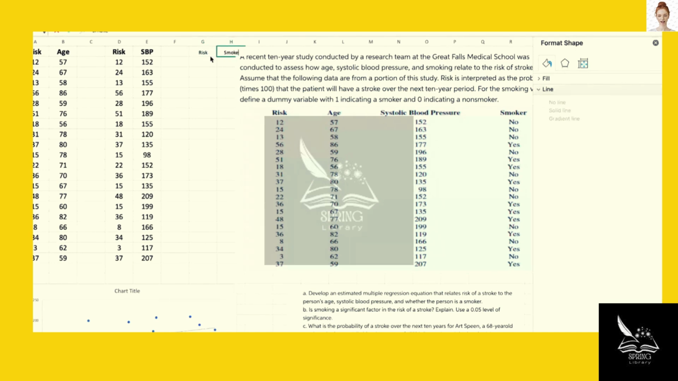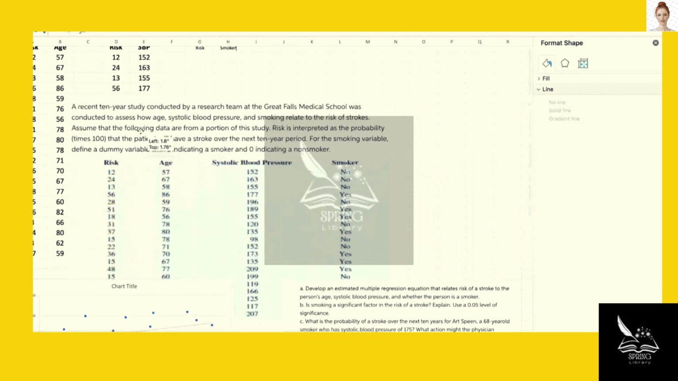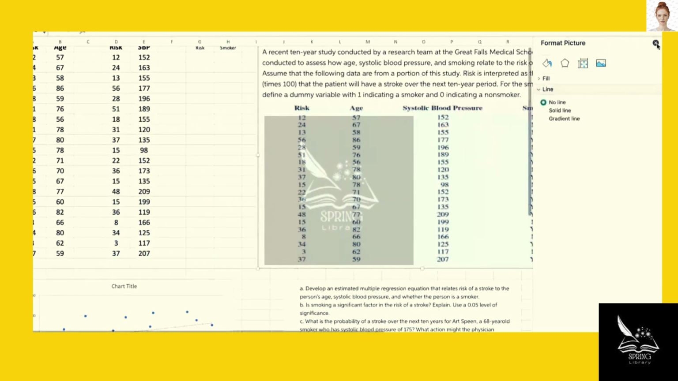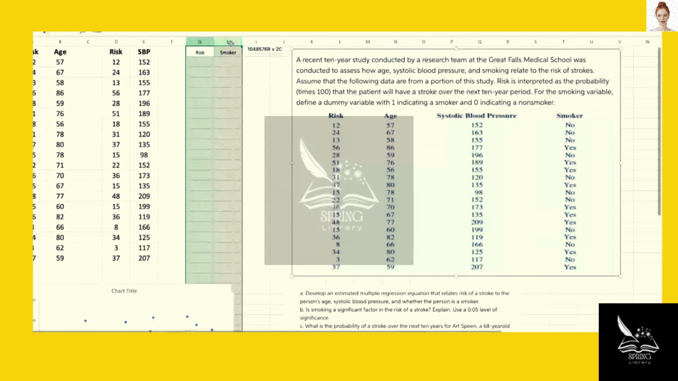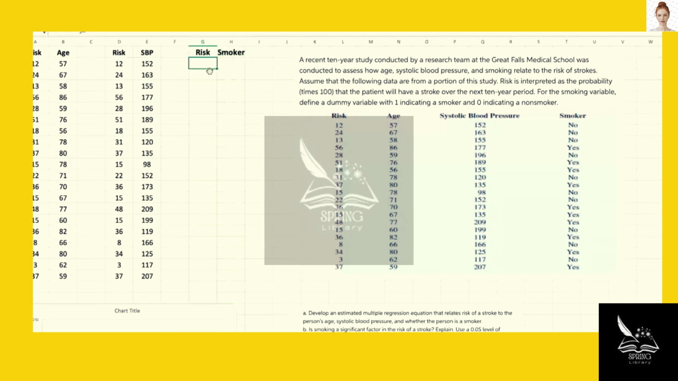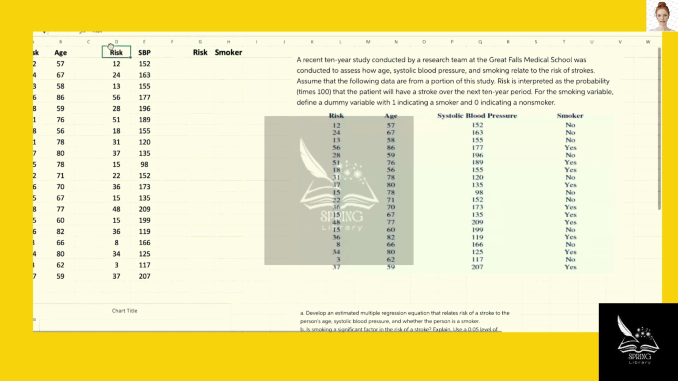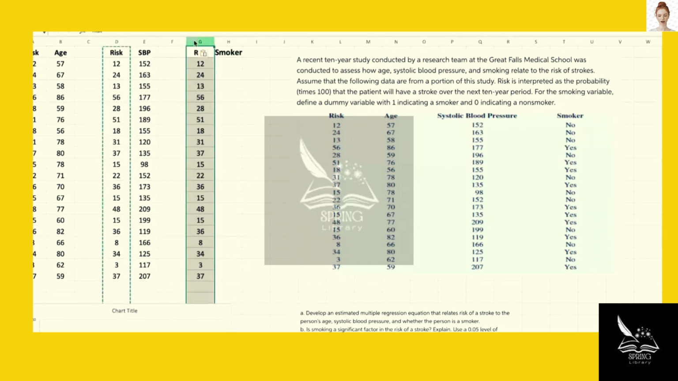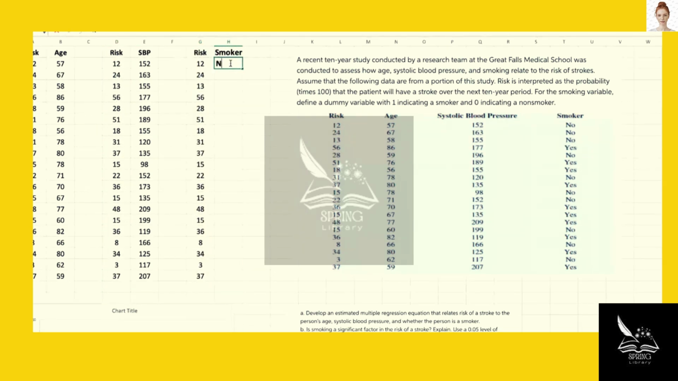Risk, smoker. And just so I can see, let me move that. There we go. And so I'm just going to bold, and I'm going to make it bigger. And I'm going to Control C, Control V, and smoker. So no, no, yes, no, yes, yes, no, yes.